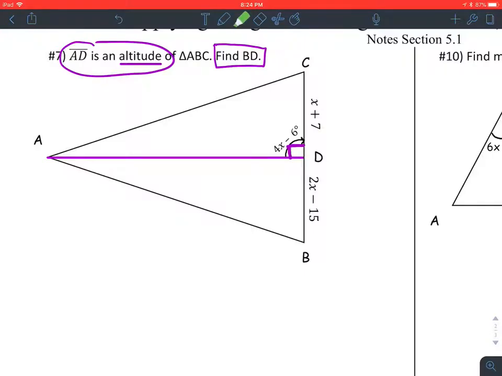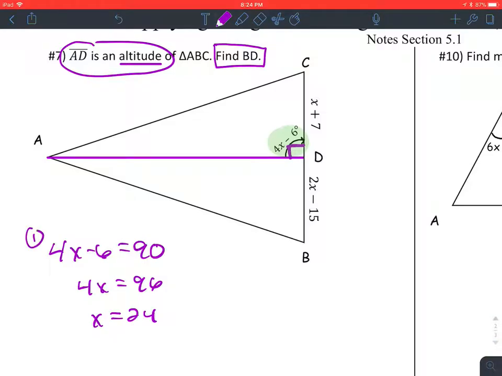So we can write an equation from this angle here. This angle is 4x minus 6, and we know that angle has to be 90 because it's an altitude. If you solve this equation by adding 6 to both sides and dividing both sides by 4, you're going to get that x is 24. That's our first step. Actually, it's our second step. First step is putting the stuff in the picture, but I'm not going to label that as the first step.